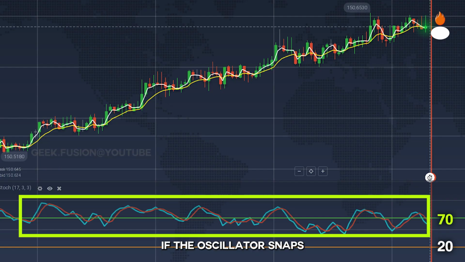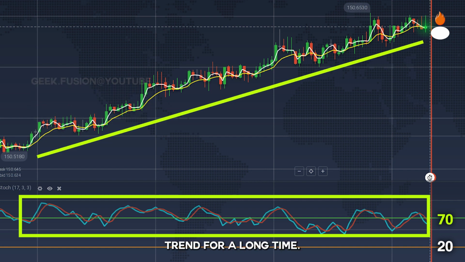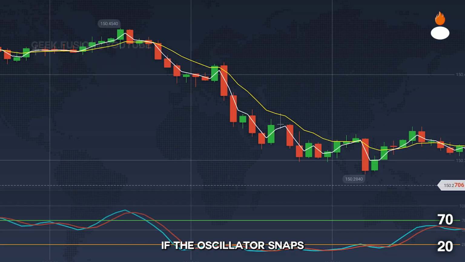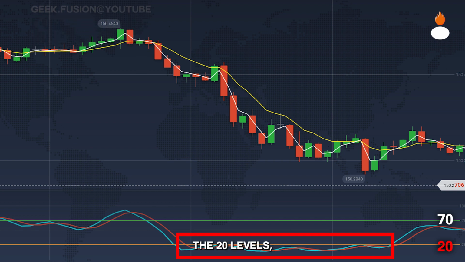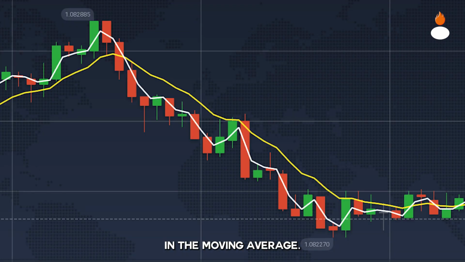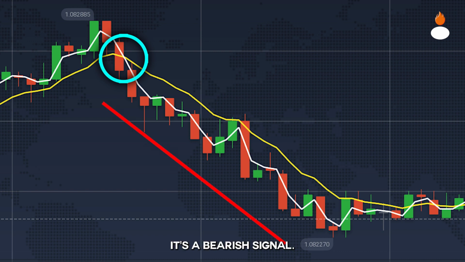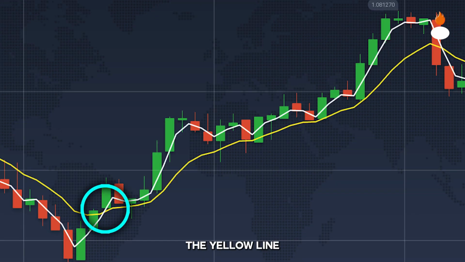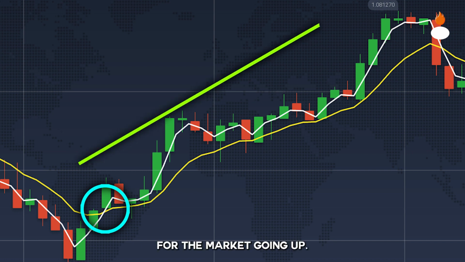If the oscillator snaps to the 70 level and goes with the 70 level, it's a strong bullish trend for a long time. And also, if the oscillator snaps to the 20 level and goes with the 20 level, it's a strong bearish trend for a long time. In the moving average, if the white line crosses the yellow line and starts to go downside below the yellow line, it's a bearish signal. And also, if the white line crosses the yellow line and starts to go upside above the yellow line, it's a signal for the market going up.